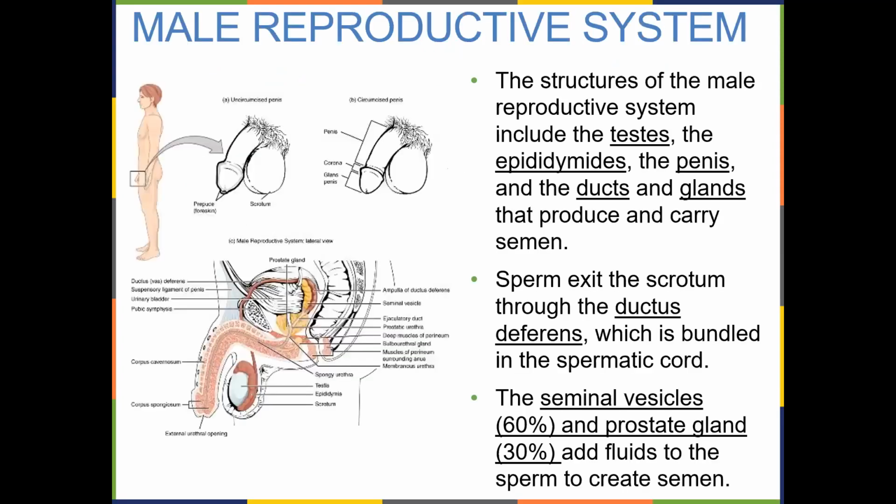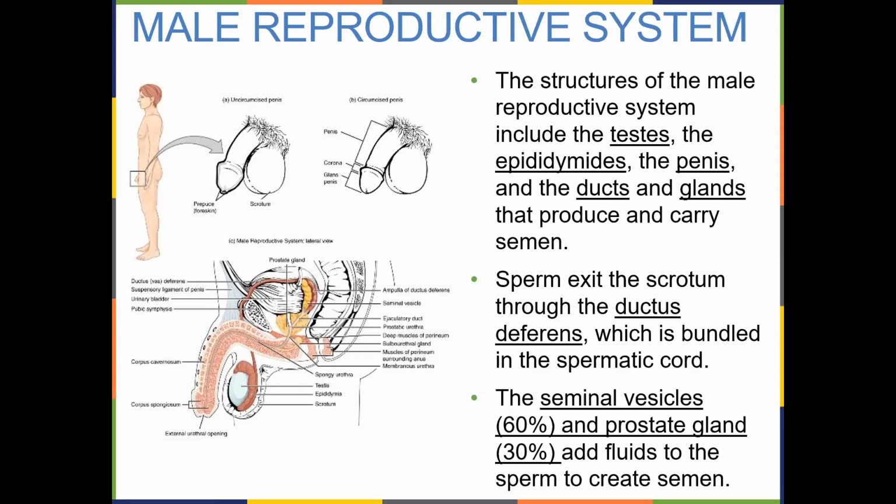Okay, so starting out with the male system. The male system is simpler than the female system. That's why I start with it. You've seen some of this already in lab. We have the testes, the epididymis, the penis, and the various ducts and glands that will produce the semen and carry semen and sperm together. Now, sperm is produced inside the testes in the scrotum.